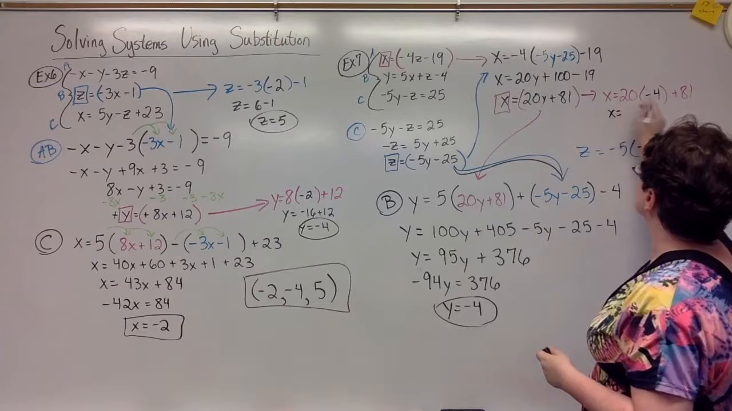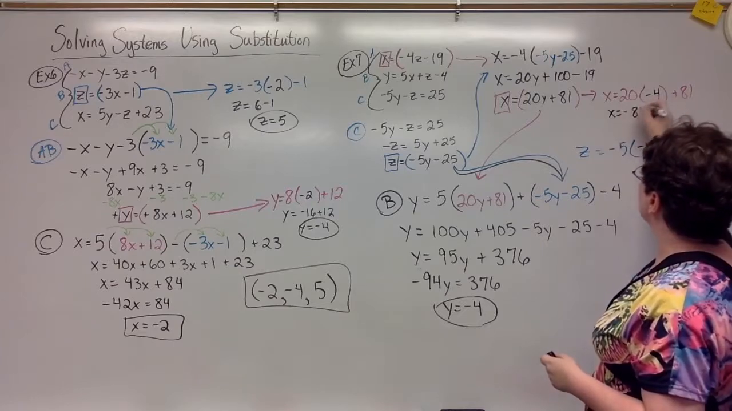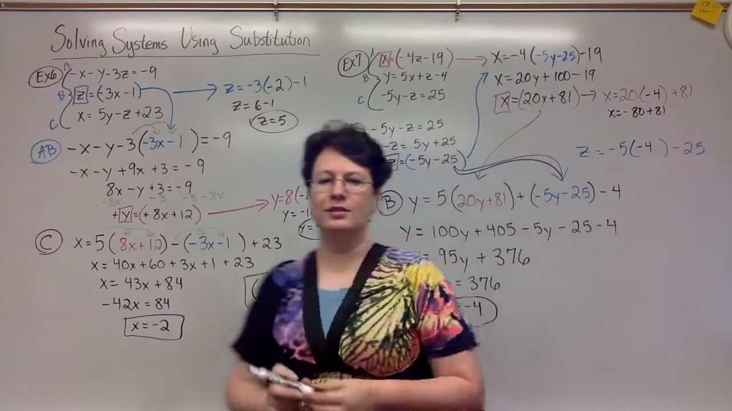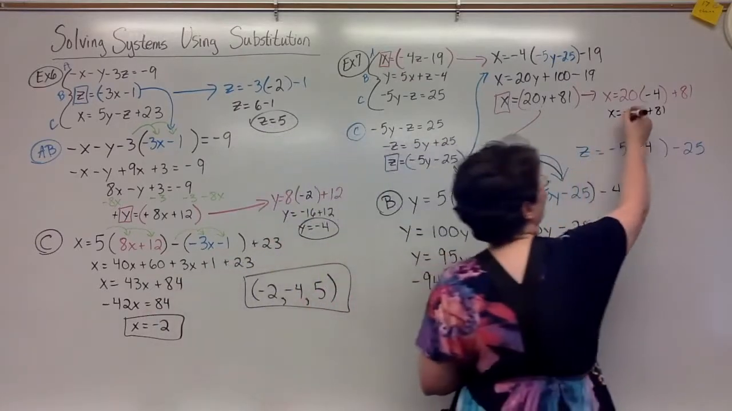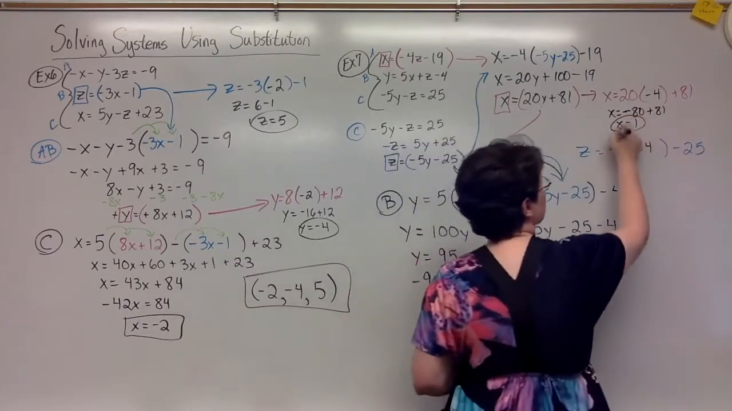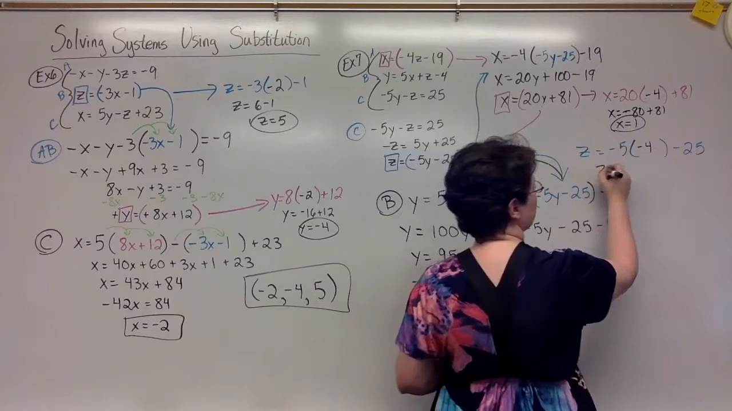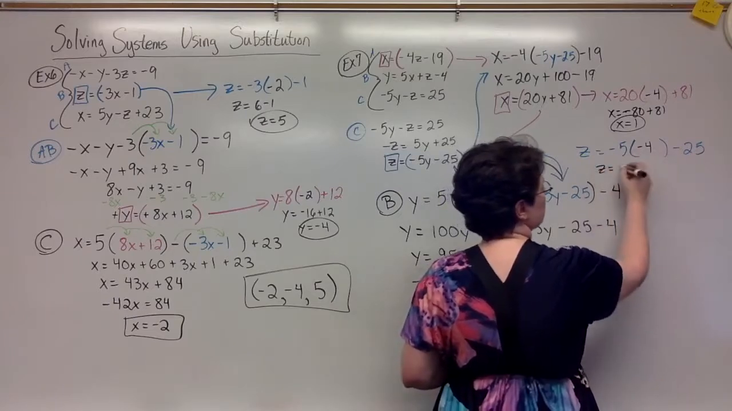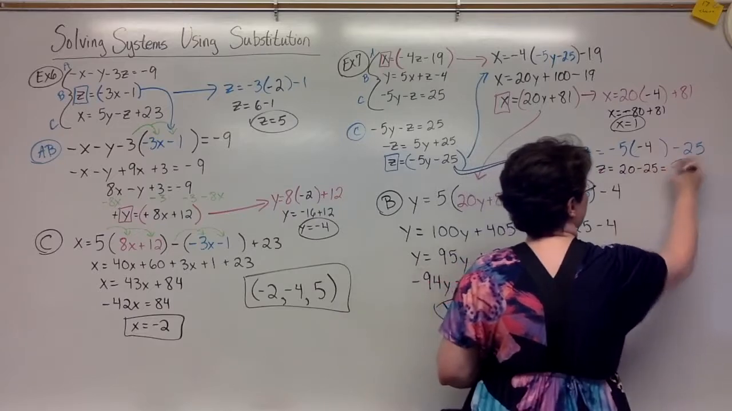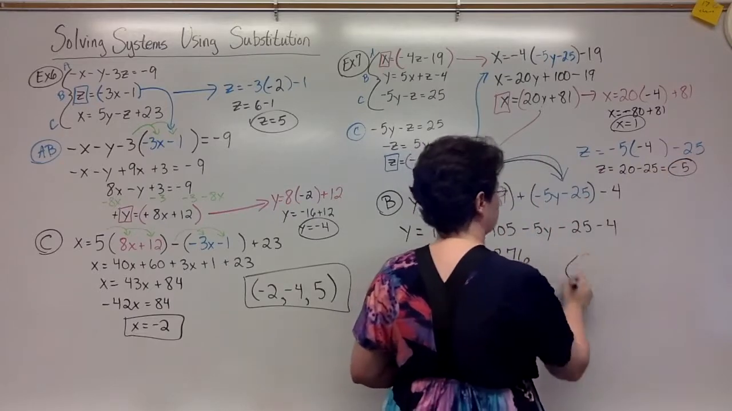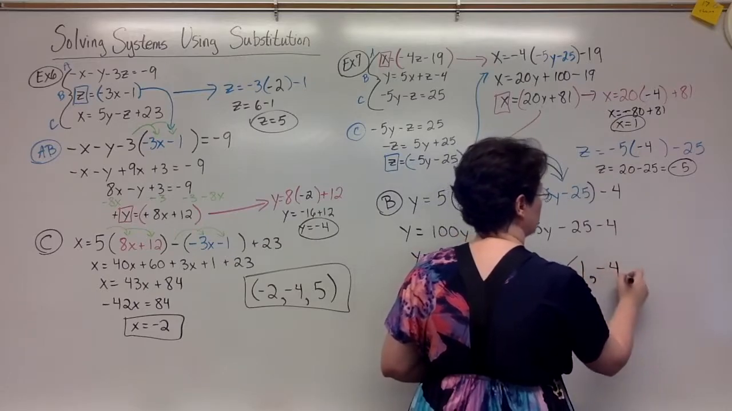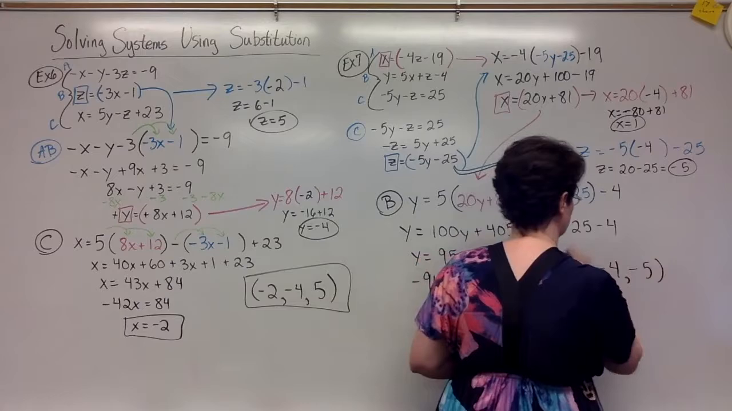Okay, so x equals 20 times negative 4 is negative 80. Negative 80 plus 81 is 1. Look at that. All big numbers one way. Okay? So that's my x. Now let's do z. Negative 5 times negative 4 is 20. 20 minus 25, that's negative 5. So my answer, remember write the x first, is 1, -4, -5.